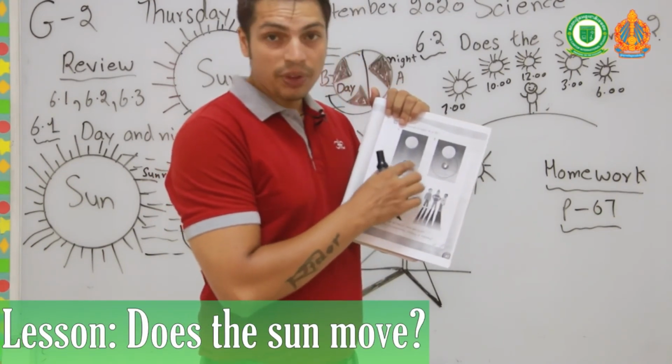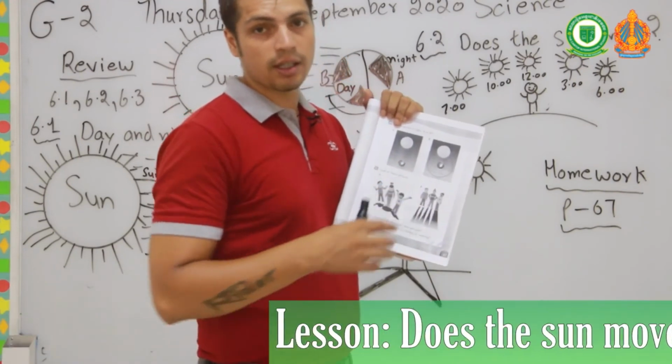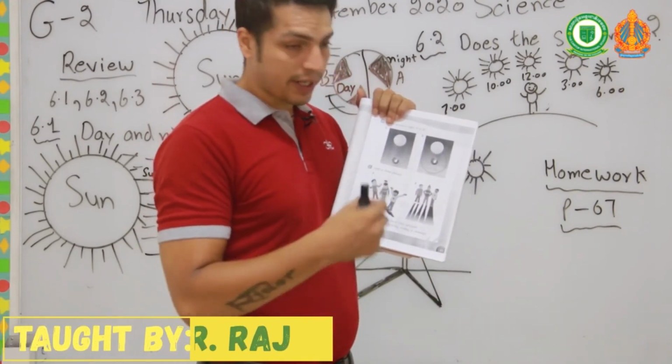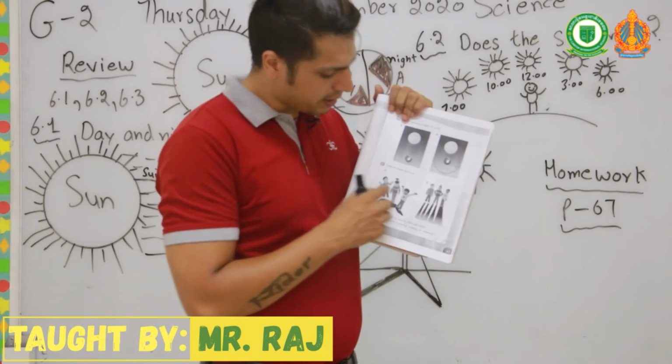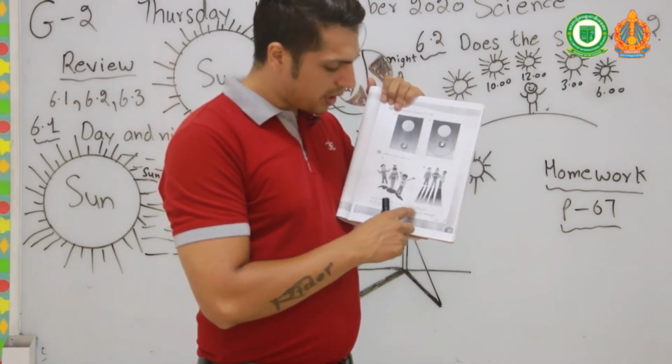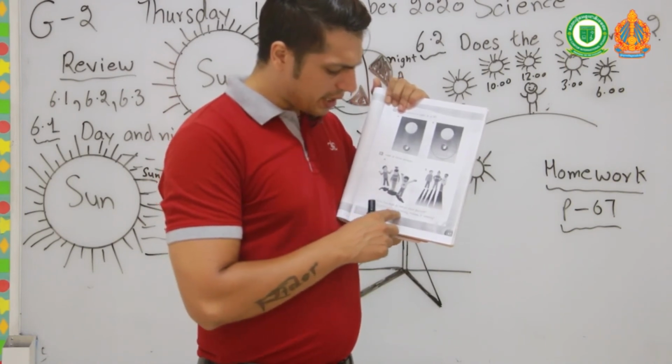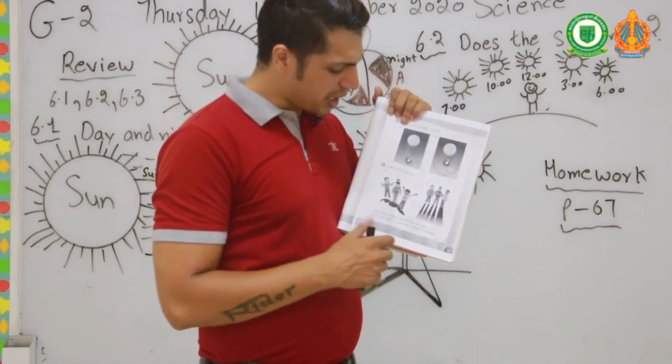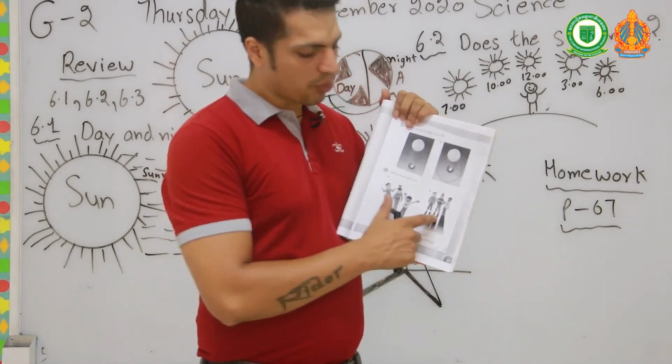Earth spins, rotates around on its axis, or does the earth rotate like this? Look at these pictures. Is the sun high or low in these pictures? Do you think it is morning, midday? So you need to check, okay. So A and B, which one?